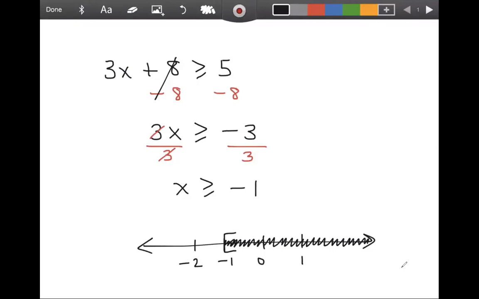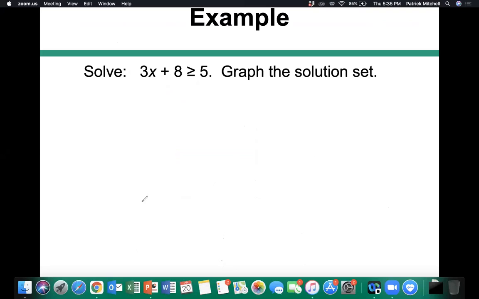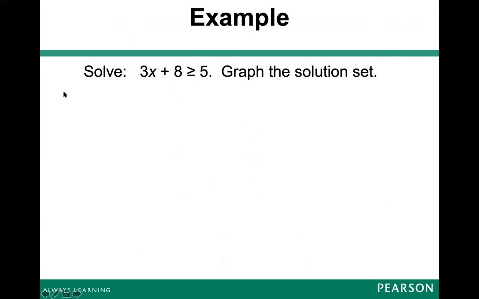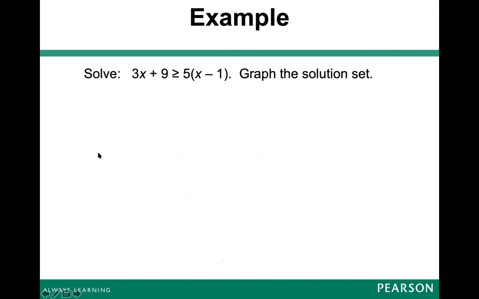In some other problems, they're also going to want interval notation. All right, so let's go back to the presentation. Okay, so the next example is to solve the inequality 3x plus 9 is greater than or equal to 5 times x minus 1.